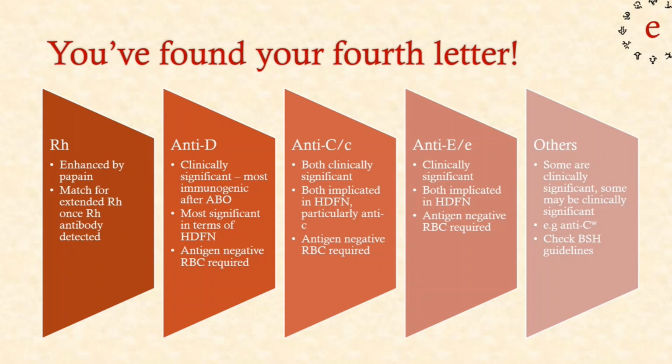There are some other ones within the RH system, and it just depends on what antibody you find. Always check what the clinical significance of that is, because it's similar to KPA. You've got these ones where they might be clinically significant or maybe clinically significant, like your anti-CW, but something like a CW that is just cross-match compatible by IAT.